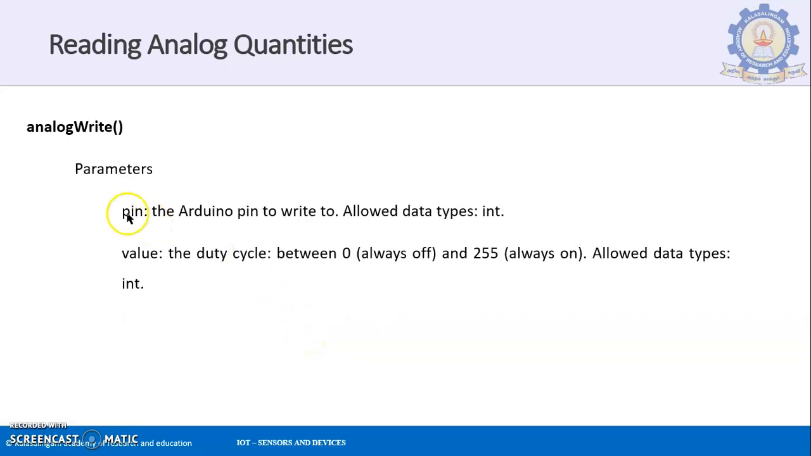The pin is the Arduino pin to write to, and only an integer data type can be used there. The duty cycle value can vary from 0 to 255. So 0 means always off, and 255 means it will always be on.